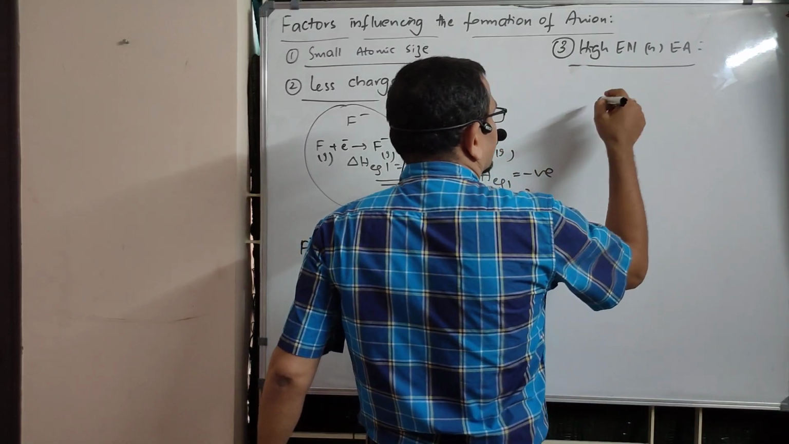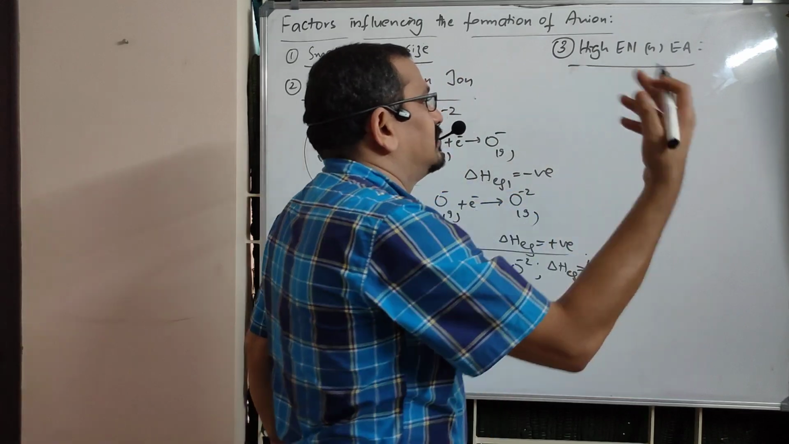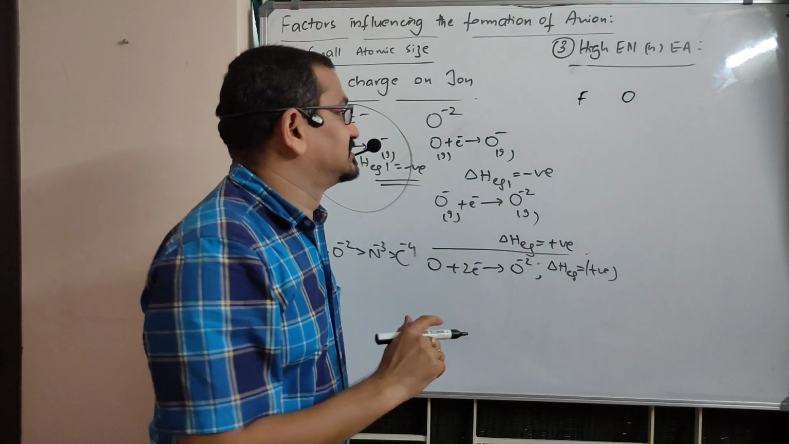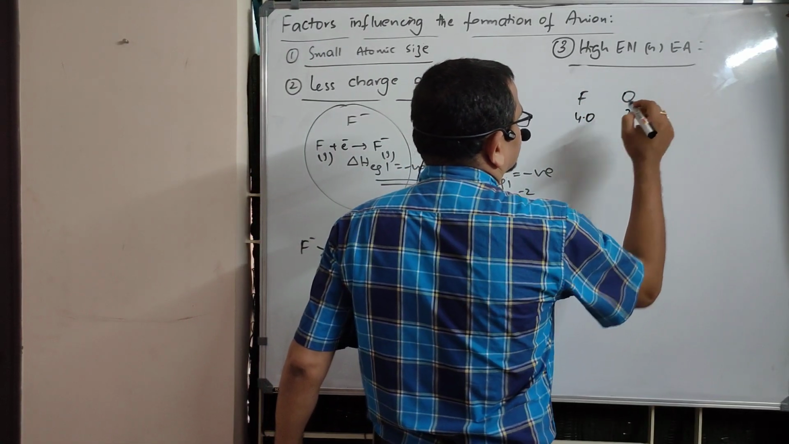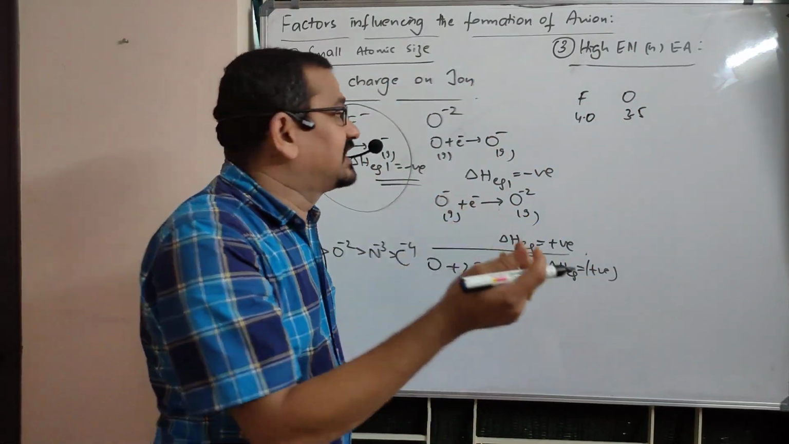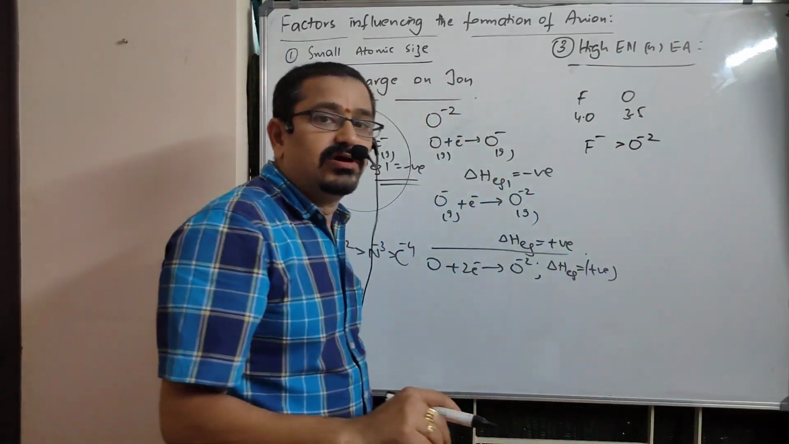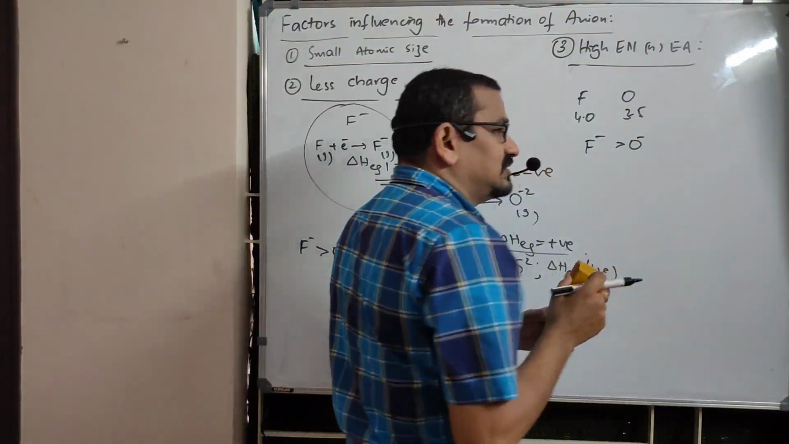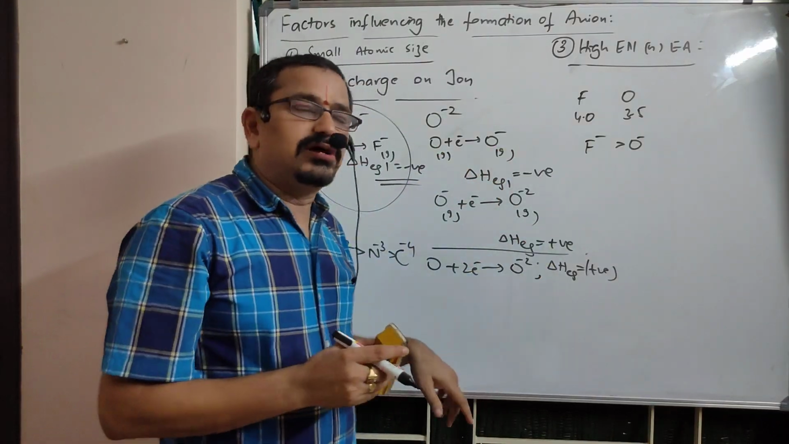Suppose you take the ones having more electronegativity, fluorine and oxygen. Which is more electronegative? Fluorine is 4.0, oxygen is 3.5. The one with high electronegativity can readily gain electrons and form an anion. So the ease of formation of F minus is greater than the ease of formation of O power minus 2. Even O minus also: F minus formation is easier than the formation of O minus.